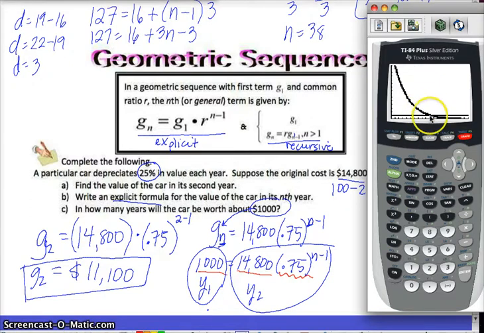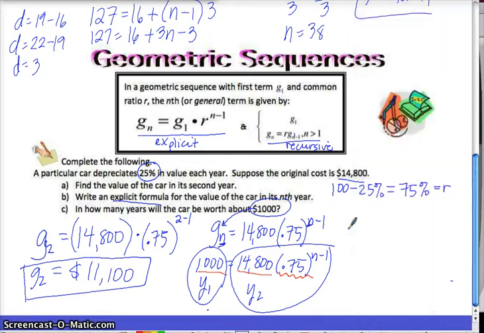So now I'm trying to find where these two intersect. So I go second calculate, I want to go down to intersect, I do enter, enter, enter, and it should tell me, oops, there it was, sorry. It was 10.366, or about 10.37 years. So in how many years will the car be worth about $1,000?